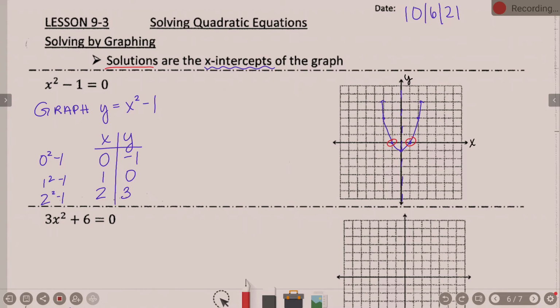Okay, so solutions are where the graph crosses the x-axis. Where does this parabola cross the x-axis? At the ordered pair 1, 0 and at -1. So what are the x values there? 1 and -1. So my solutions are 1 and -1.